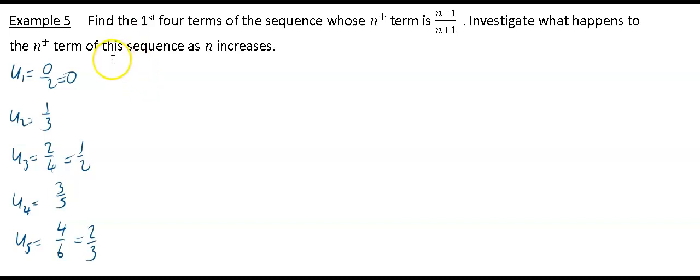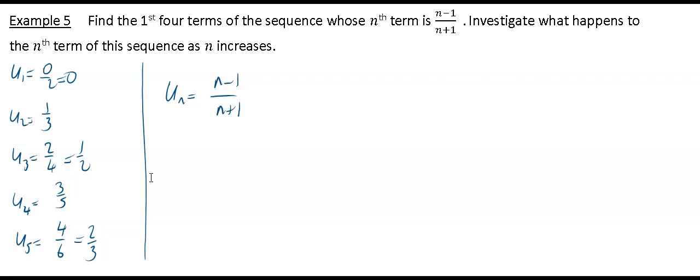Now, if we have a wee look at this, it does look like it's converging. We've got 0, we've got 1/3, we've got a half, we've got 3/5, we've got 2/3. It does look like it's getting closer and closer to 1, but we can't really say for sure that that is the case. Let's look at the nth term of this and see if we can get any closer to this. So un is equal to n minus 1 over n plus 1.